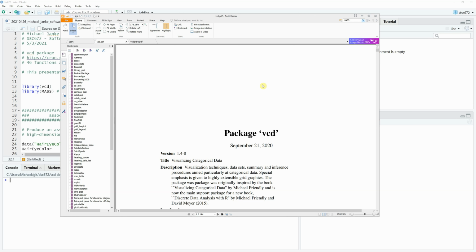Hello, my name is Michael Yankee, and today I'll be discussing the VCD package for R. VCD stands for Visualizing Categorical Data.